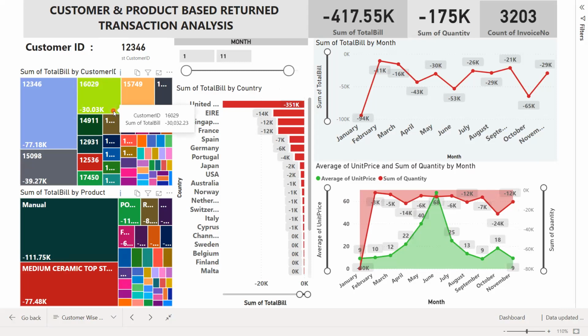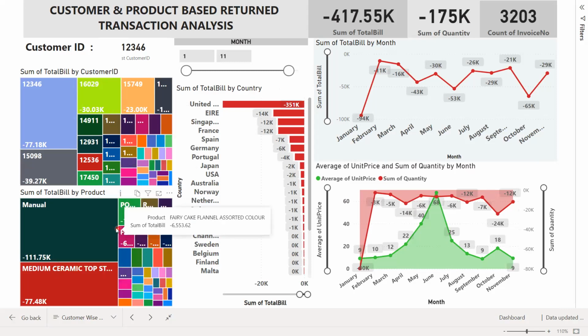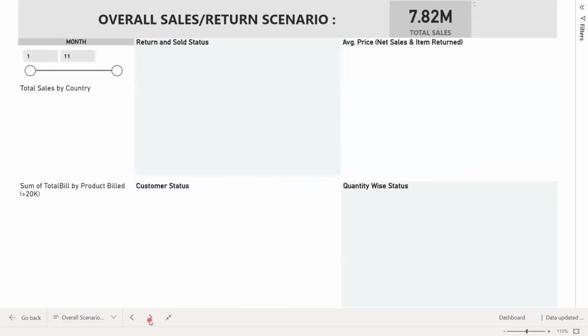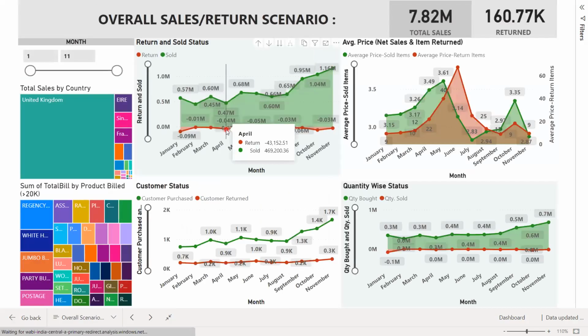For the customer, we can take the feedback, and for the product, based on the feedback, we can check the quality, or we can check the reason from the client for why they have rejected these items, and based on that, our inventory plan can be taken care of to avoid this kind of repetition in future.